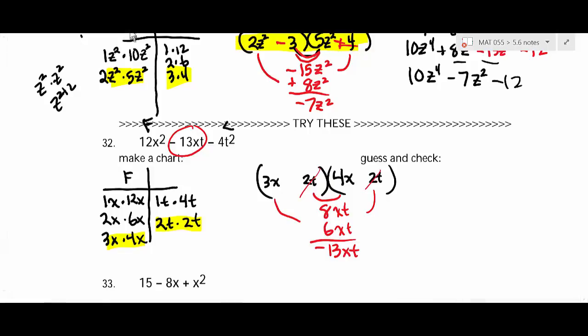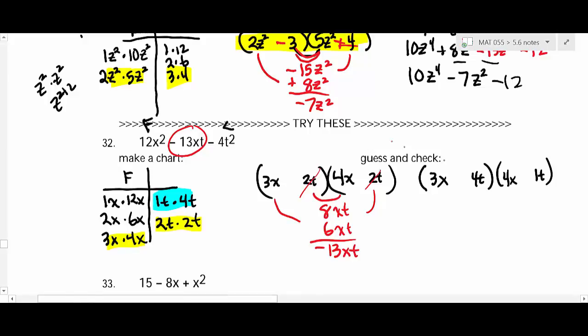Now I'm going to leave the first term alone. So I've got 3x and 4x, and I'm just going to start over again. Now I'm going to work with the 1t and the 4t. Okay, and then we'll see if we can get this one to work out. So I'm going to put a 4t there, and I'm going to put a 1t there. Okay, I'm just going to try it that way and see what happens.